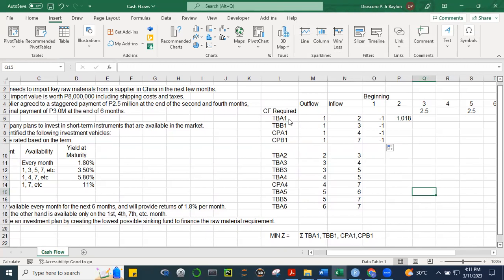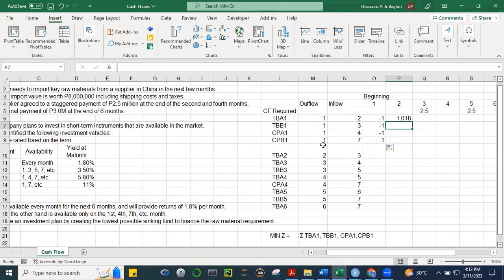Let's say the amount of TBA1 is 100 pesos. If we multiply -1 times 100, that means -100, an outflow of 100. Based on this, we're looking at the outflows on month 1. There are no other outflows on month 1, only these 4. So the factor for month 1 is -1, times whatever TBA1 or TBB1 is. Now for month 2, what are the inflows and the outflows?